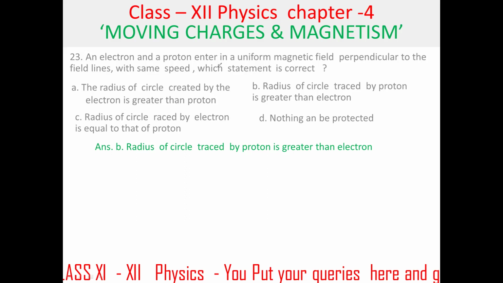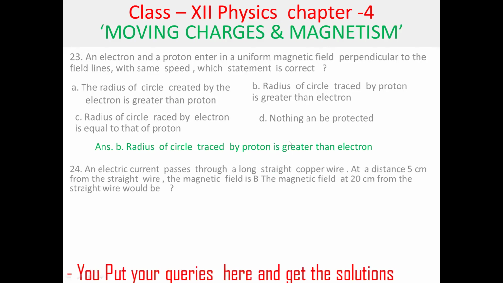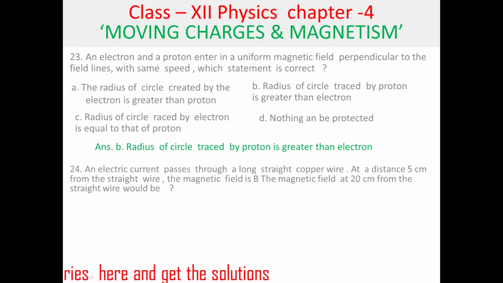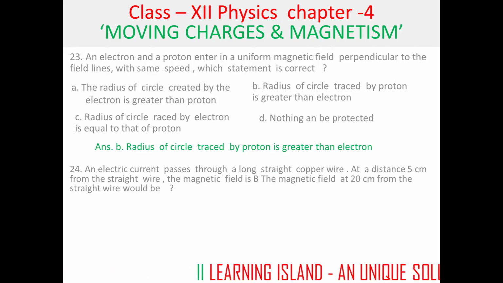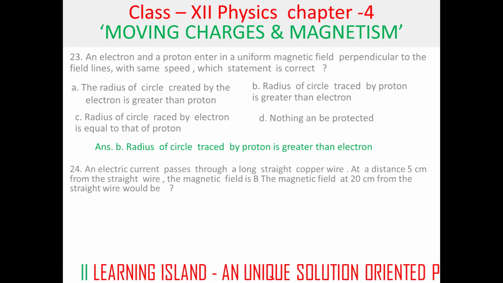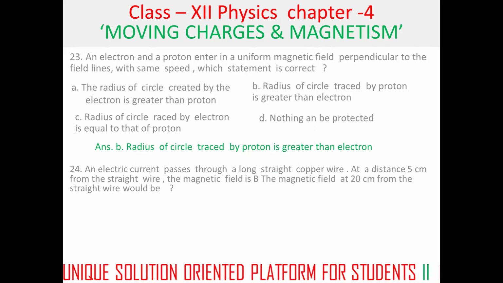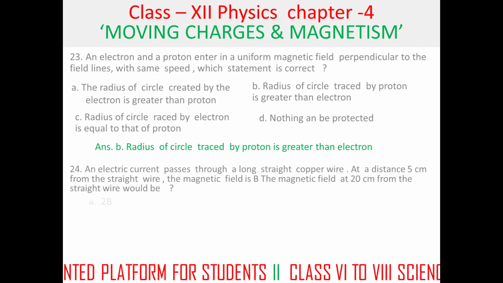Look, there is a magic of formulas in this; you will have to remember the formula. Now, an electric current passes through a long straight copper wire. At a distance of 5 centimeter from the straight wire, the magnetic field is B. The magnetic field at 20 cm from the straight wire would be. It's also very easy. So these are the options.